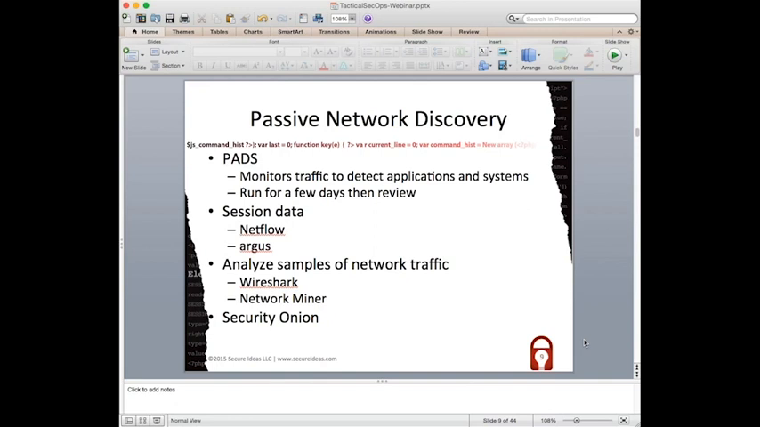We can capture network data, full packet captures, and take that information. You probably would want to do that on a rather select basis, but go ahead, load that up into Wireshark or NetworkMiner or other tools and do some analysis. Now I have Security Onion here on the bottom. We're going to take a look at that here in a bit.